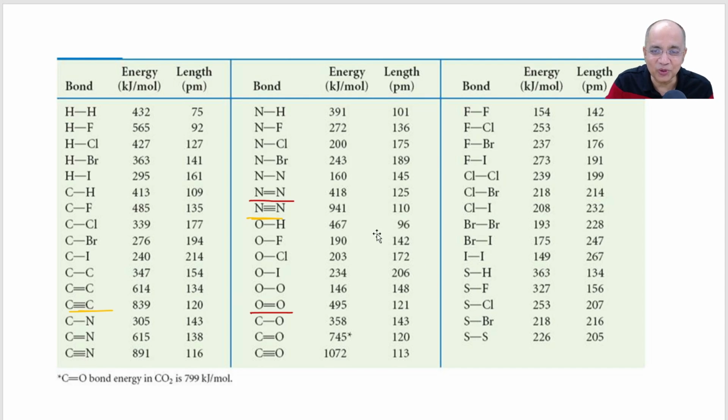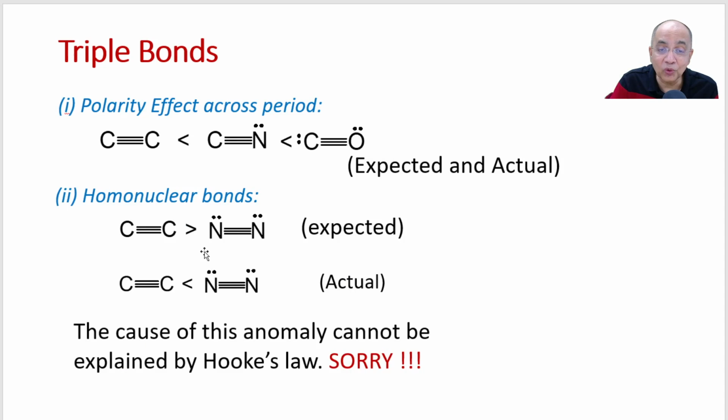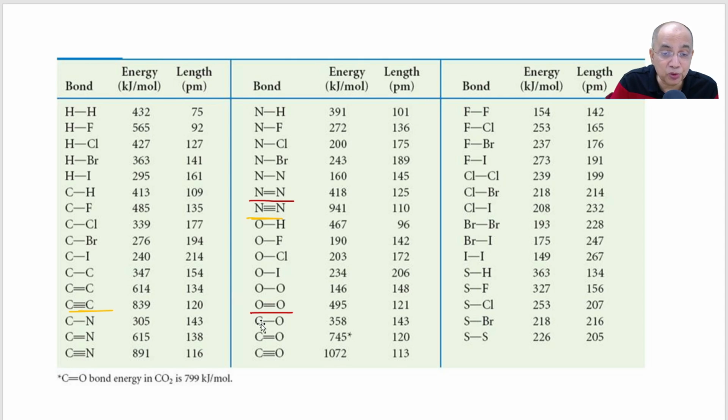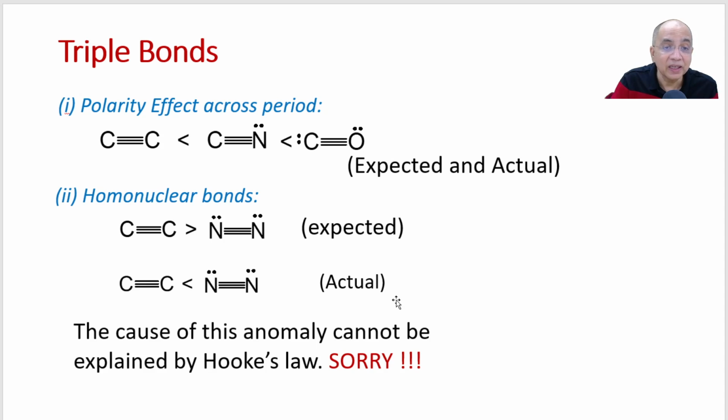Now, I have shown it here. Triple bonds are really superseding. 941, 839, they are the strongest among all covalent bonds. But double bond, see, N double bond N and O double bond O. I was just saying that O double bond O, which is supposed to be the weaker, is stronger than N double bond N. It's 495, this is 418. Now let's talk about triple bonds. Same polarity effect: CC, CN, CO.